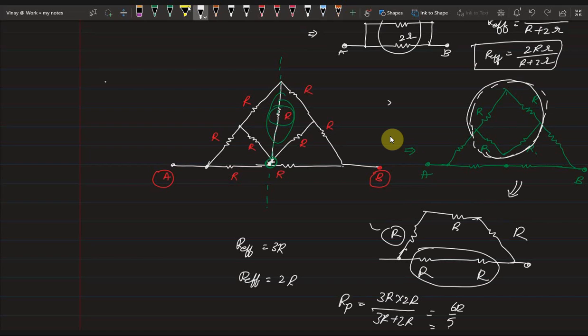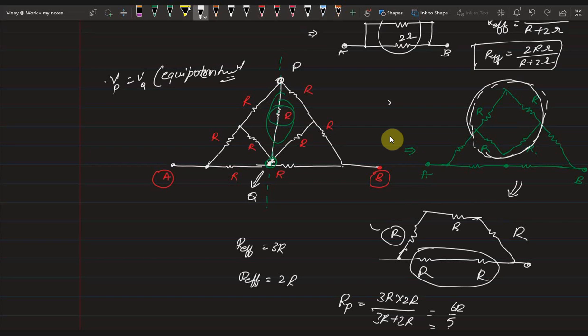I hope you understood this point, students. Yes, sir. Now one small thing I will tell you, please remember, because now you will remember, later you may forget. If I consider this point as P and this point as Q, then P and Q are equipotential points.